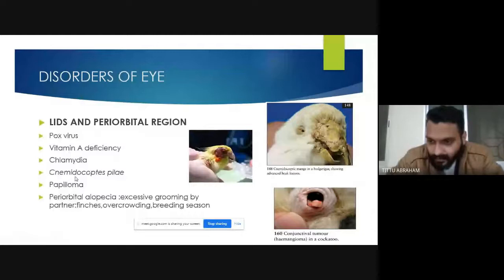It's called Hemangioma because the blood vessels are involved. It is the cancer of blood vessels. The periorbital alopecia, that is alopecia around the eyes.